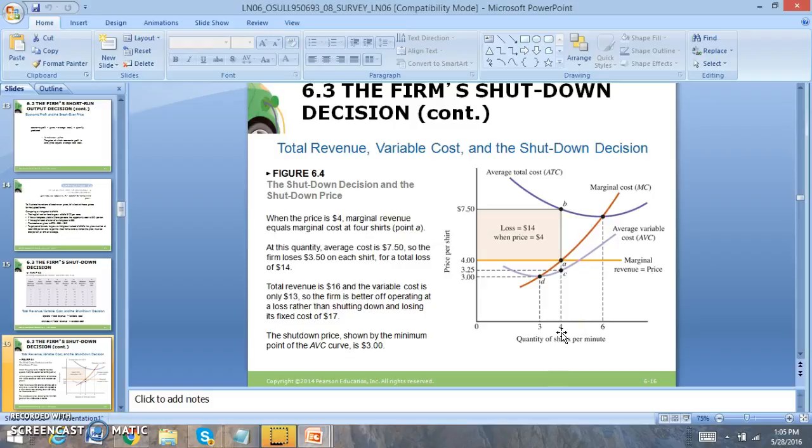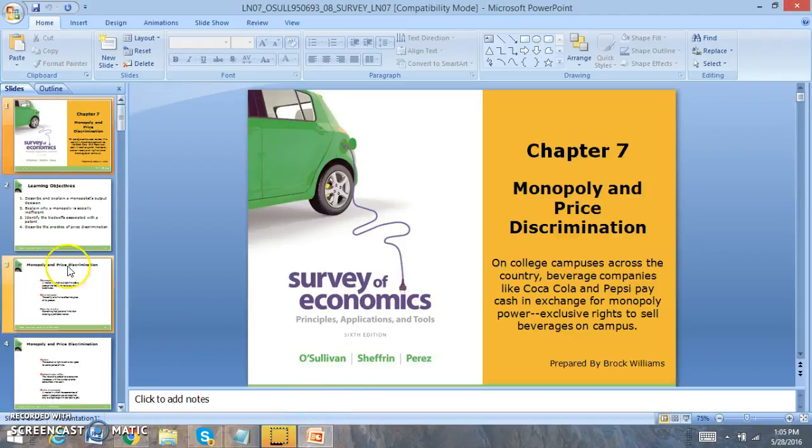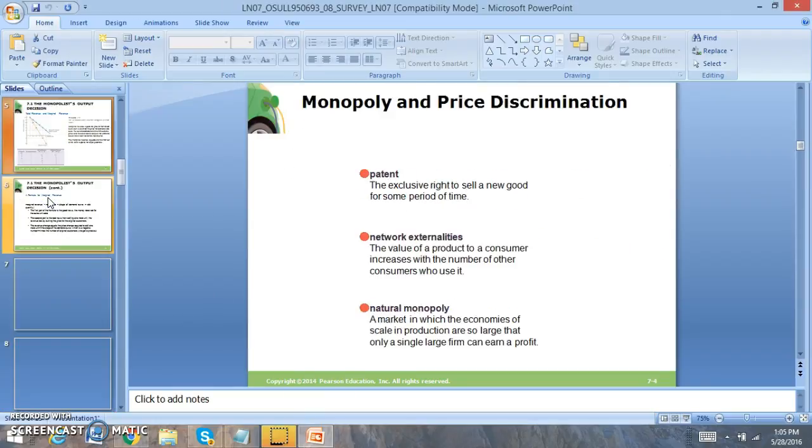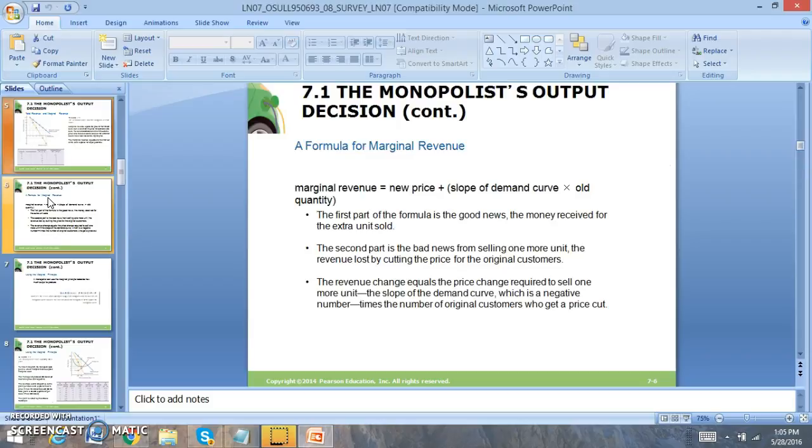If you ever get asked what the total cost is, $7.50 times 4 is total cost. Total revenue would be 4 times 4. That'd be total revenue. Now let's go to the next market structure, which is a monopoly. A monopoly is a market structure.